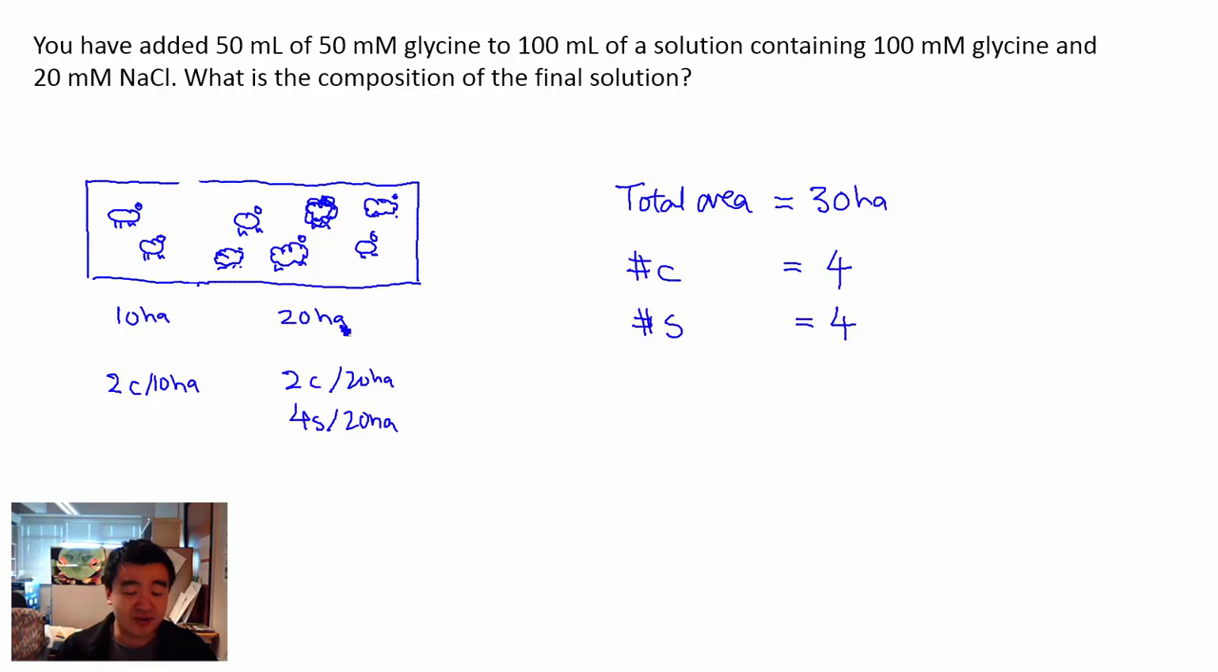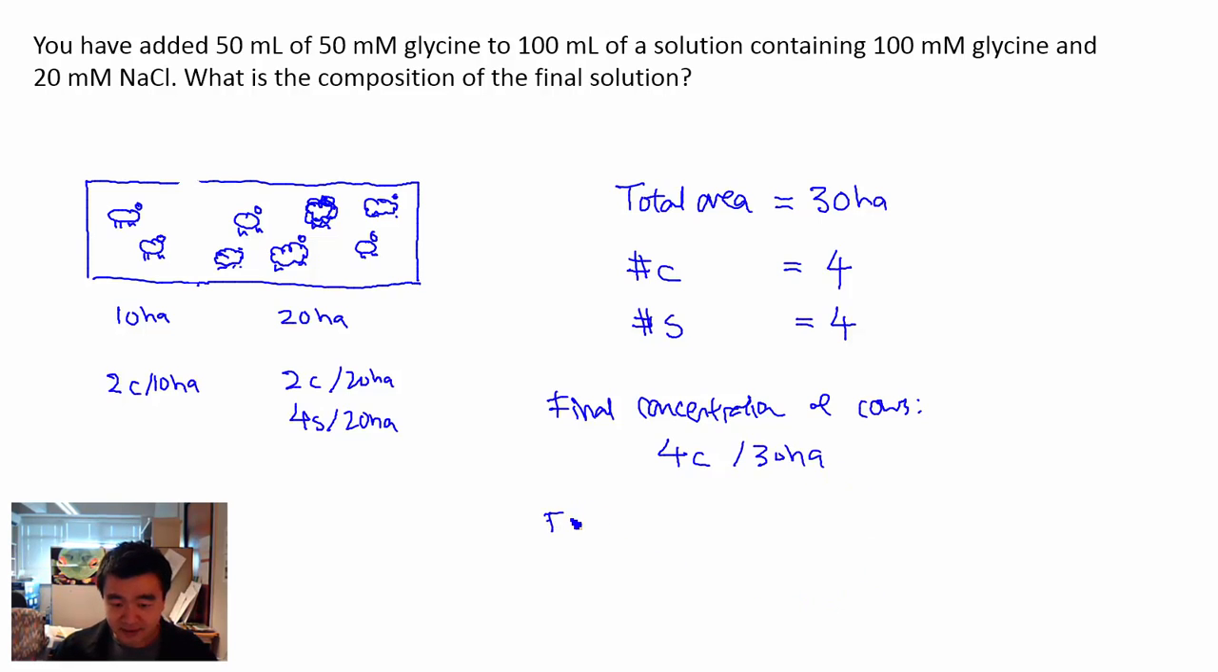Okay, so the concentration of sheep and cows in this new combined 30 hectare paddock is going to be different from the two concentrations that it was originally. So the final concentration of cows is going to be 4 cows per 30 hectares, and the final concentration of sheep is going to be 4 sheep per 30 hectares.